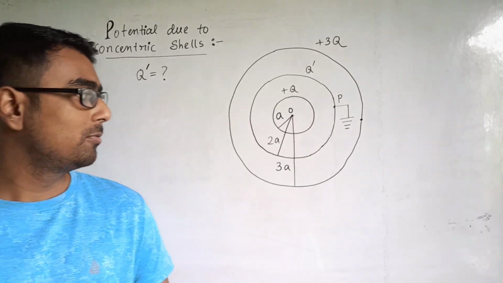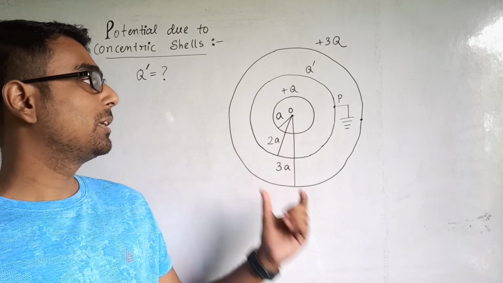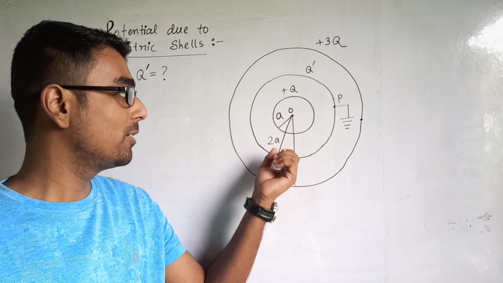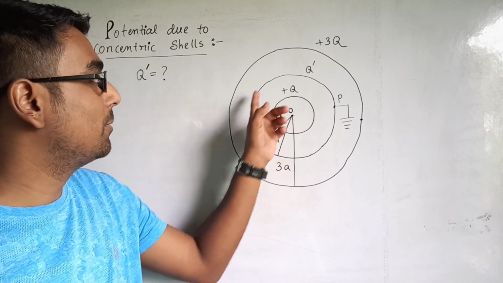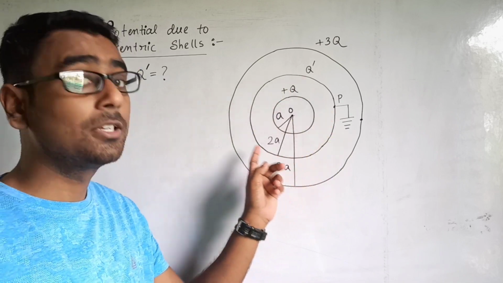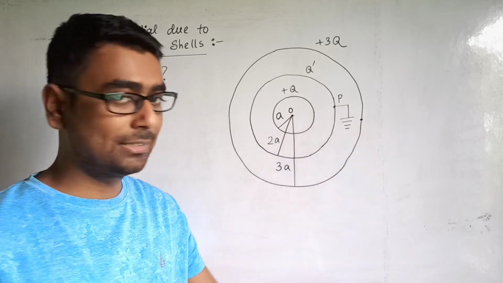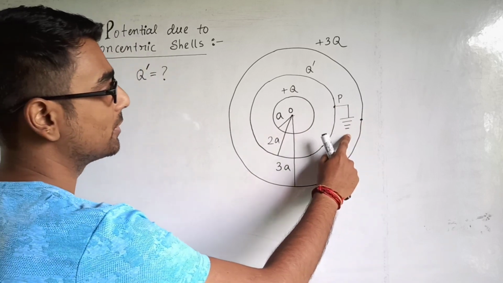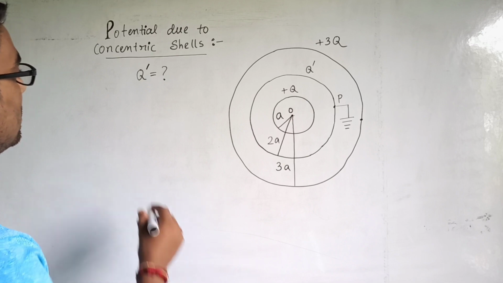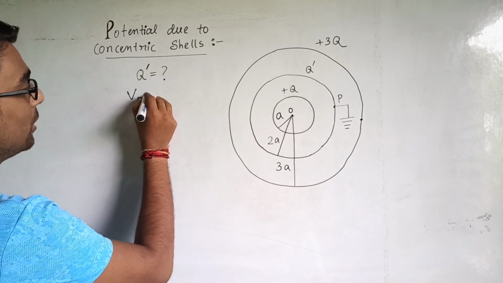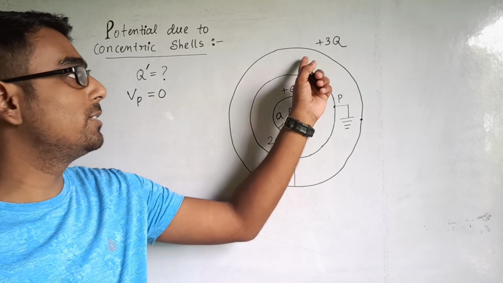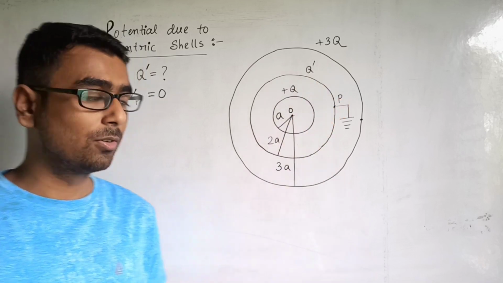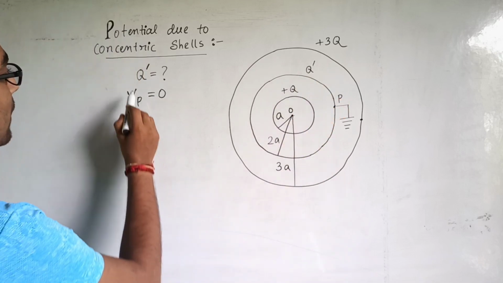So here we have three concentric circles of radius A, twice A and thrice A, and the question is given like that: the middle circle or the middle shell has been earthed. That means it is connected to earth. So the potential at P will be 0 as it is connected to earth. The question is like that: you need to find Q dash. What will be the value of Q dash?